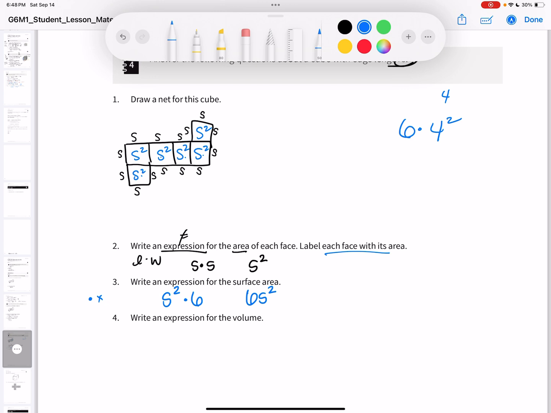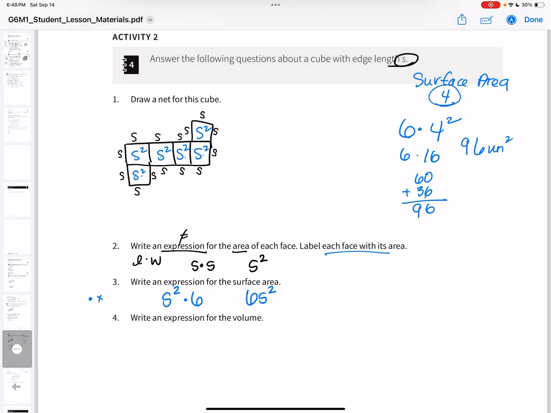So that surface area would be 4 squared, which is 4 times 4, which is 16. So 16 times 6, well, 6 times 10 is 60, 6 times 6 is 36. So that would be 96. So 96 units squared is the surface area for a cube with a side length of 4.